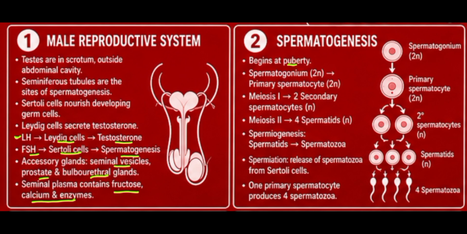Spermatogonium or primary male germ cell, which is diploid, undergoes growth and differentiation to become primary spermatocyte, which is diploid. It undergoes meiosis 1 to form 2 secondary spermatocytes, and each secondary spermatocyte undergoes meiosis 2 to finally form 4 spermatids, which are haploid. Spermiogenesis is the process by which spermatid becomes sperm. Finally, spermiation is the release of spermatozoa from Sertoli cells. Thus one primary spermatocyte produces 4 sperms or spermatozoa.